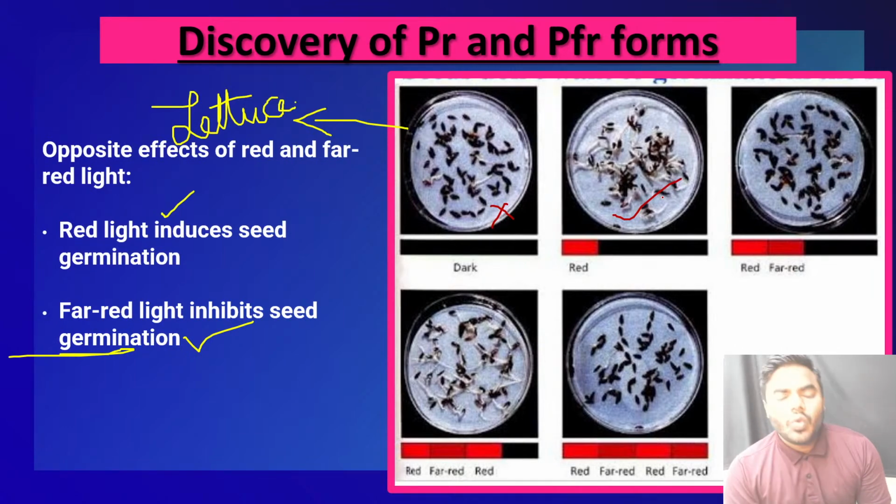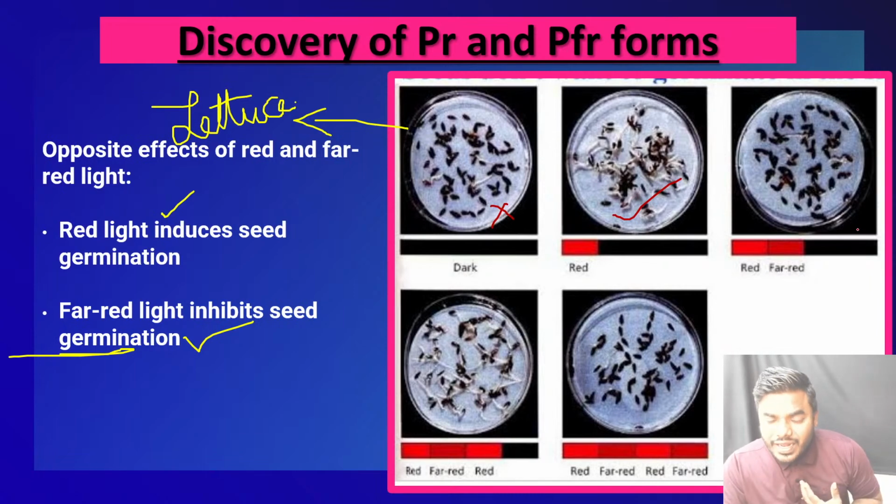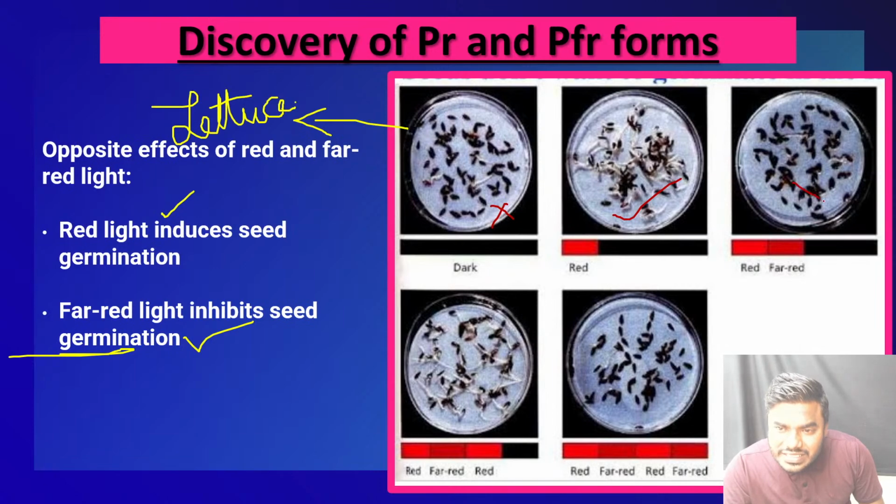After some time, I have immediately started treating with far red light. When I expose it to the red light, seed germination is induced. When I expose it to the far red light, seed germination gets inhibited. Once again, when it is exposed to the red light, the seed germination gets stimulated. Once again when I expose it to the far red light, seed germination gets inhibited.